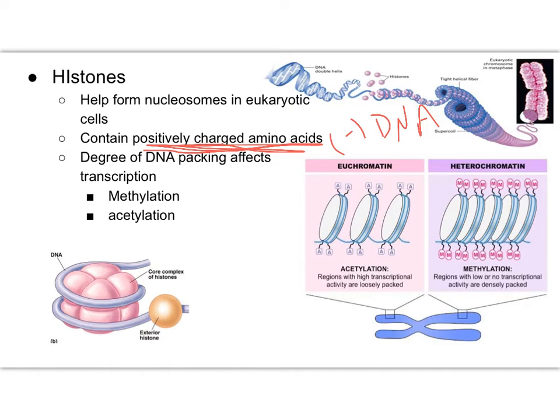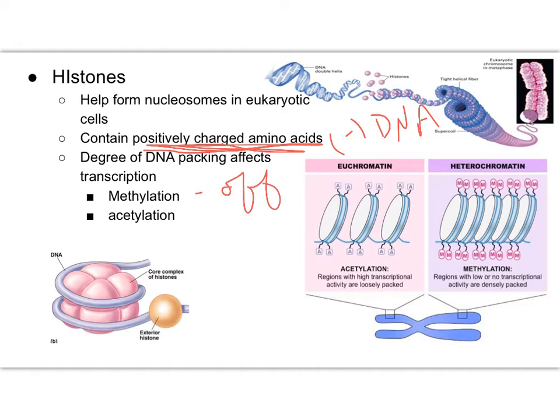And how much they pack together, again, affects transcription, and we talked about this on the last slide. Very tightly wrapped around the histone, then I won't get any transcription happening and the genes will be turned off. Not wrapped super tight around the histone, then I can get some transcription happening. So we have what's called methylation. And so methylation will usually cause genes to turn off, meaning that there is no transcription happening with methylation.